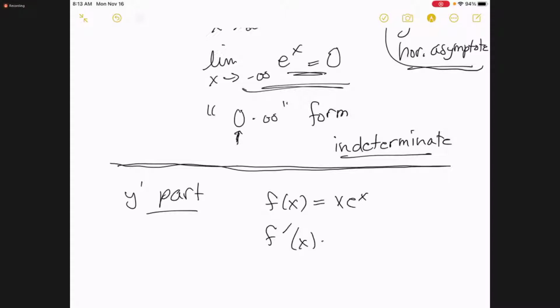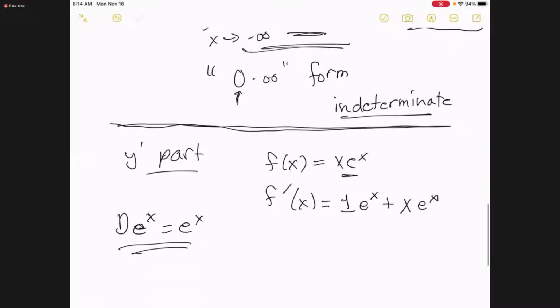So f prime of x, use the product rule here: derivative of x is 1 times e to the x plus x times the derivative of e to the x. What's the derivative of e to the x? Yeah, e to the x. Okay, thank you. Remember, this is kind of an extraordinary property of this function. It is its own derivative. The derivative of e to the x is e to the x.